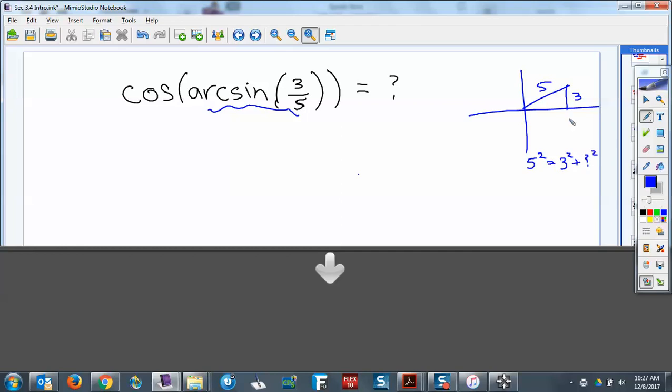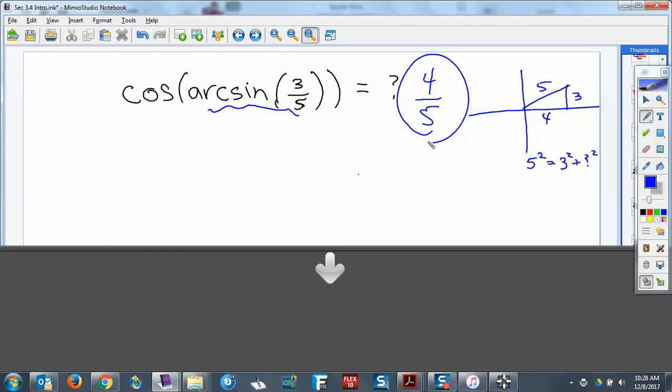Well, you already know that, right? That's a 3, 4, 5 triangle. That's going to be 4. So 25 minus 9 is 16, square root is 4. So what's the cosine of that angle? 4/5. And that's your answer. So you start in here: the angle whose sine is 3/5 would be this angle right here, and then we want the cosine of that. It'd be 4/5.